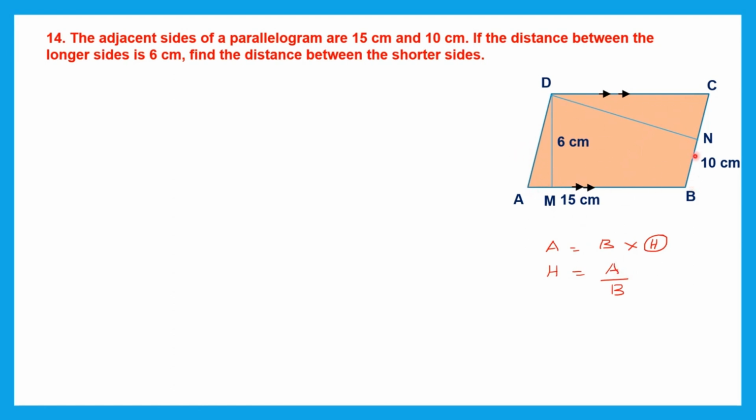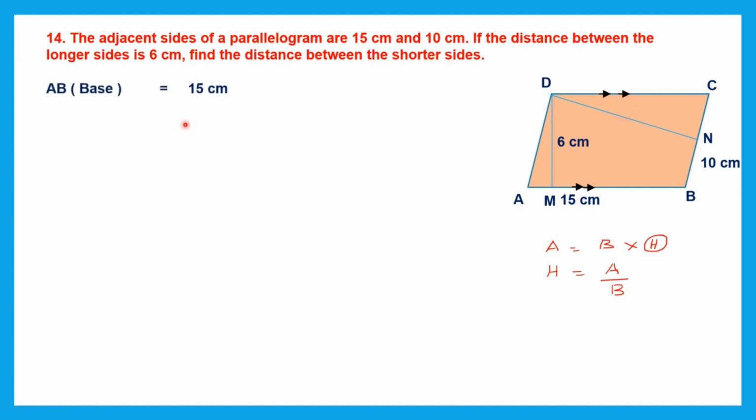When we use the longer side, we are able to find the area because we have the base and the height. The formula to find area is base into height. So if we find the area using the longer sides, then that area can be used to find the height of the shorter sides. Did you understand how we are going to do it? It's going to be done indirectly. First, we're going to find the area using the measurements of the longer sides.